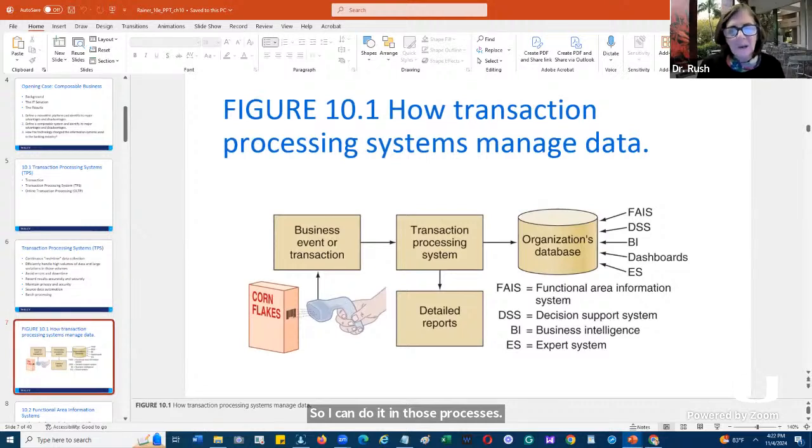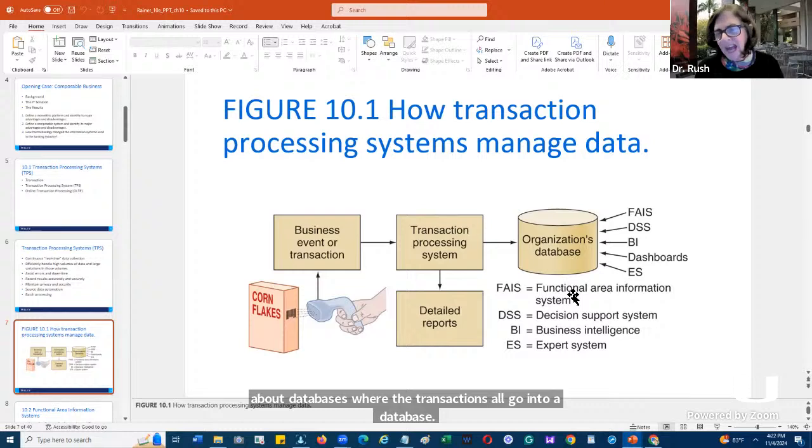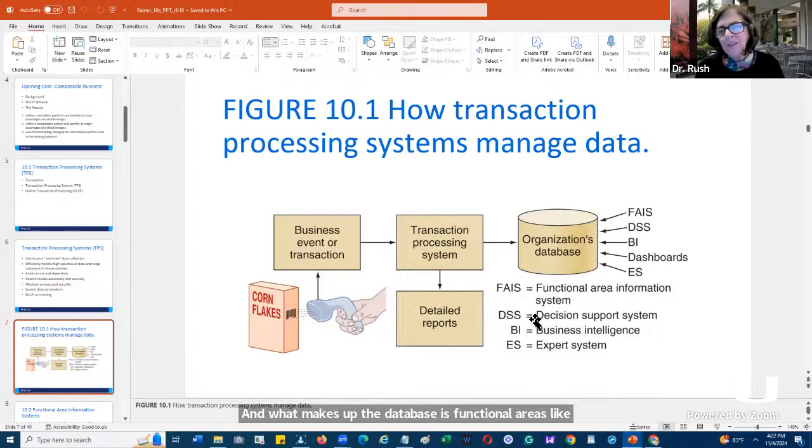If you look at this figure here, they have cornflakes, or when I'm in Publix or wherever, when it gets scanned here, that's called a business event or a transaction. That scan goes into the transaction processing system, and this circular figure right here is a database. Remember we talked about databases where the transactions all go into a database, and what makes up the database is functional areas like accounting, marketing, human resources. They help us make decisions with business intelligence and expert systems.